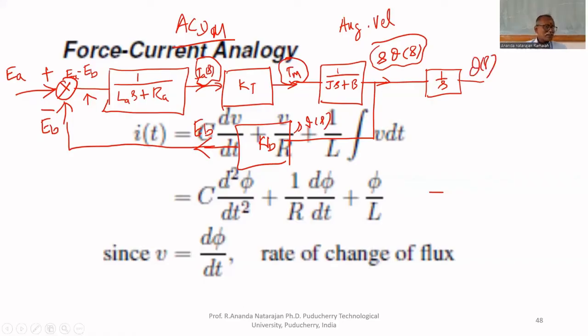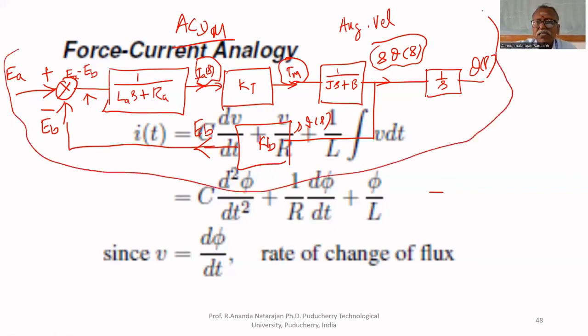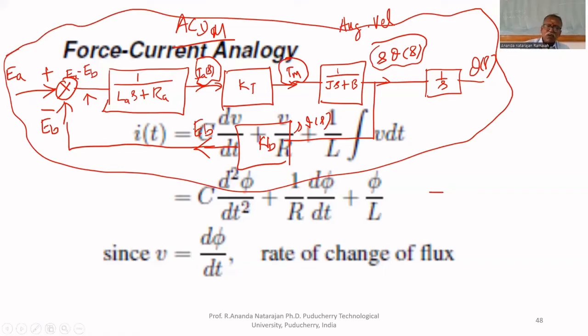Now, what is the transfer function? Theta of S upon EA of S. That is the transfer function. So this transfer function we got. Each transfer function is represented in terms of a block diagram. How did we get theta of S upon EA of S? There I combined all the equations mathematically, and finally I found it. Here also you can find it.